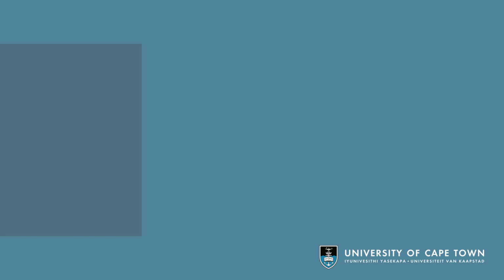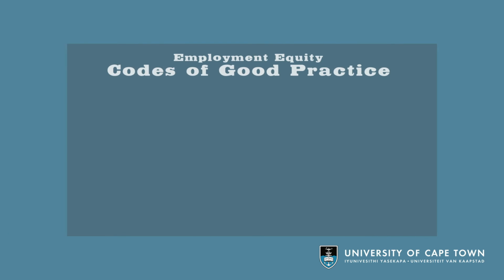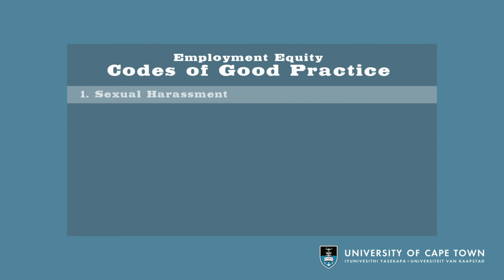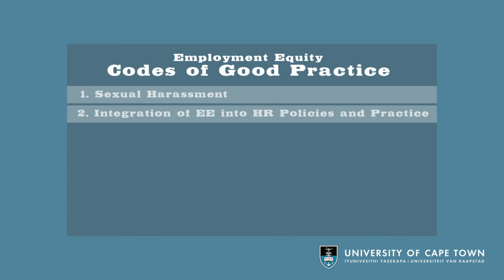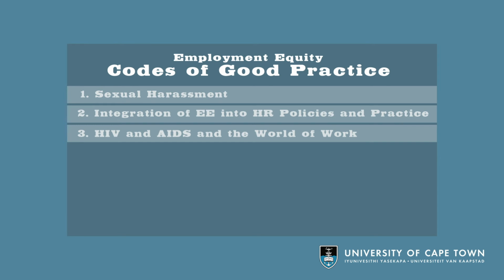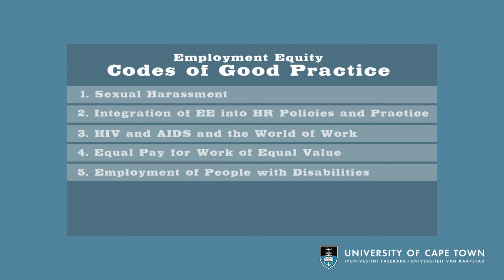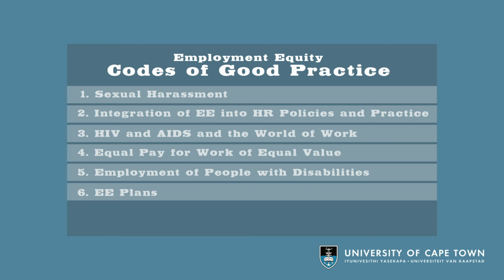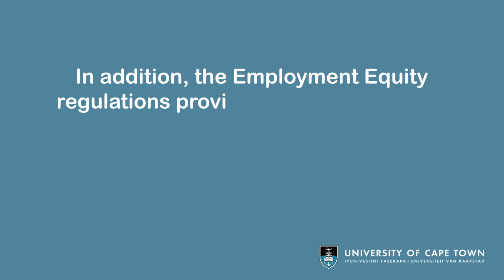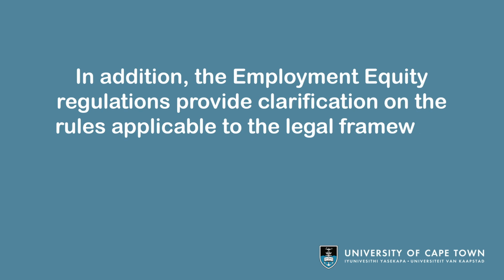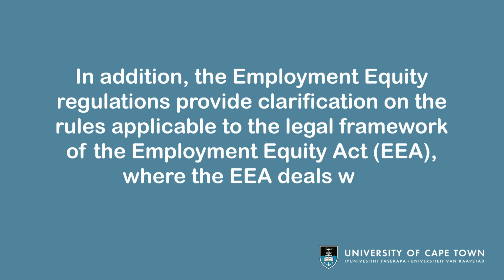The list of employment equity codes of good practice provides detailed guidelines for implementation and covers the following topics. 1. Sexual harassment. 2. Integration of EE into HR policies and practices, Part 1 and Part 2. 3. HIV and AIDS and the world of work. 4. Equal pay for work of equal value. 5. Employment of people with disabilities. And 6. EE plans. In addition, the Employment Equity Regulations provide clarification on the rules applicable to the legal framework of the Employment Equity Act, EEA, where the EEA deals with specific topics.